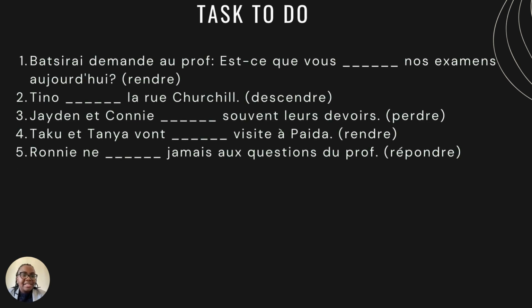Your task is to conjugate the following verbs: rendre, descendre, perdre, rendre, and répondre. Try to do the exercise by removing the ending and putting the appropriate present tense ending. So take note of your subject. Which subject do you have? Do you have one person? Do you have the subject vous? Do you have two people? Or maybe you have a third person singular?